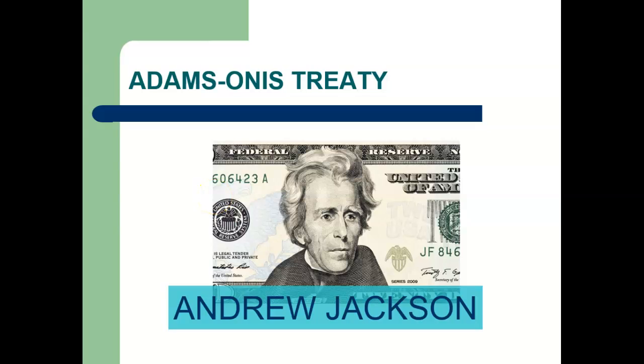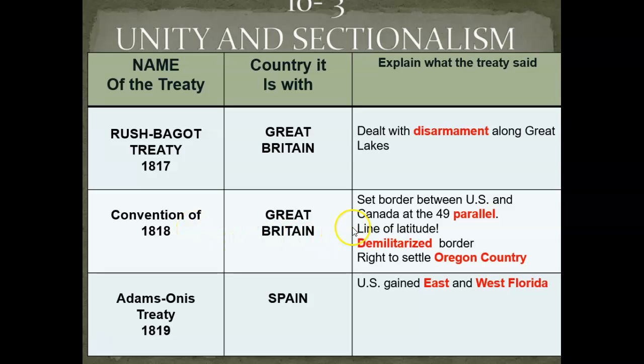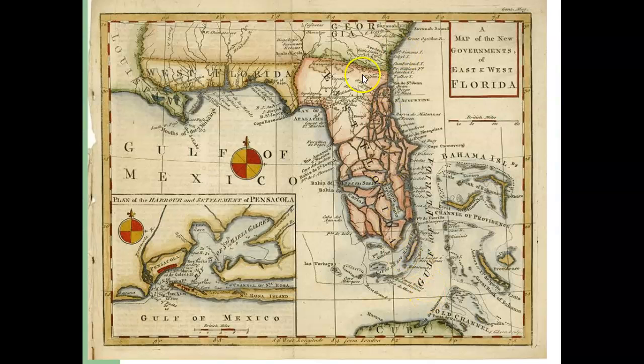So he makes this international incident with the Spanish and the British and a bunch of Indians in that area. So that brings up this treaty that we, meaning the United States, gain both East and West Florida. So here you could sort of see East Florida, and then the Panhandle area over here known as West Florida.